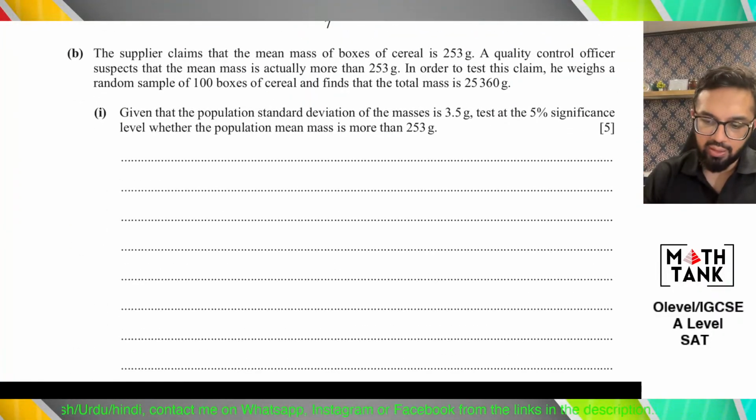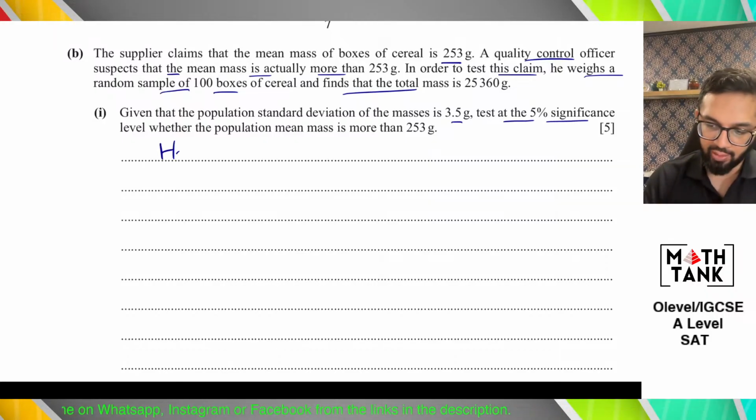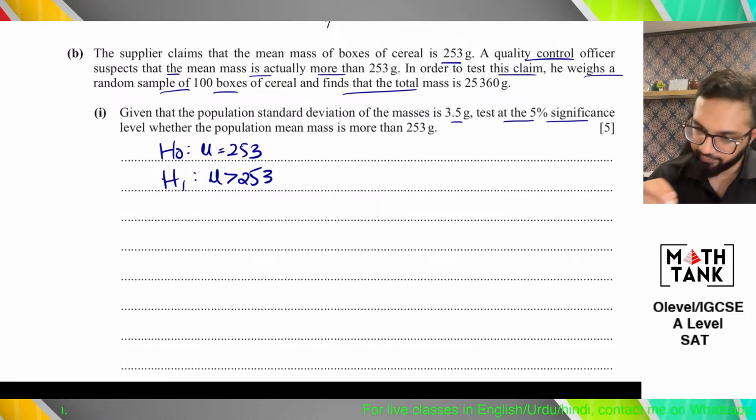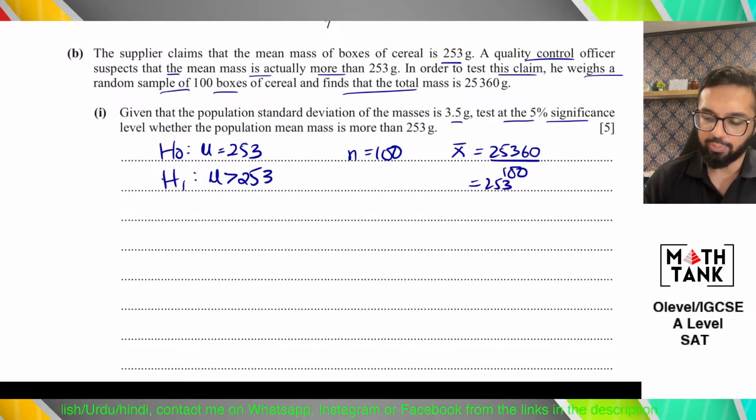The supplier claims that the mean mass of the boxes of cereals is 253 grams. The quality control officer suspects that the mean mass is actually more than 253. In order to test this claim, he weighs a random sample of 100 boxes and finds that the total mass is 25360. Given that the population standard deviation of the masses is 3.5, test at the 5% significance level. So H naught is that mu is 253. The quality control officer suspects it's actually more than 253. So n is 100, and he finds x bar to be 25360 divided by 100, which means 253.6.